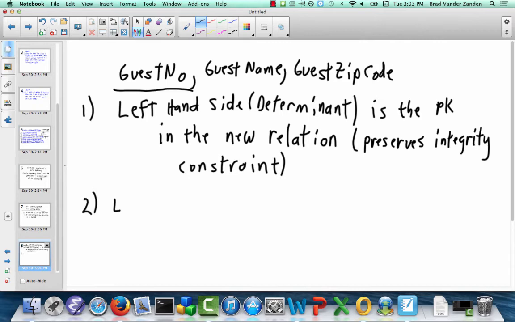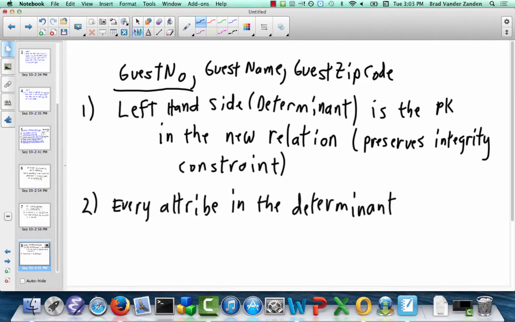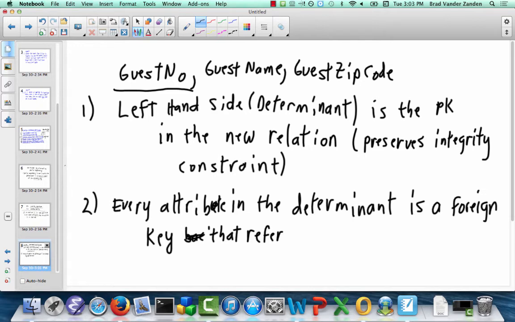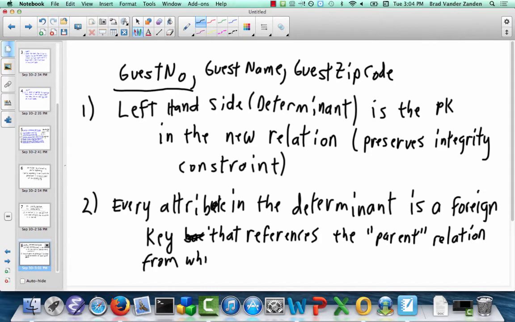The second thing is that every attribute in the determinant is a foreign key. So every attribute in the determinant is a foreign key back to the so-called parent relation that we just removed it from, that references the parent relation from which this relation was derived.